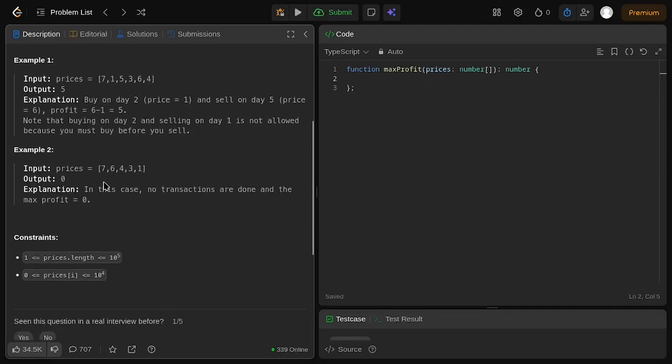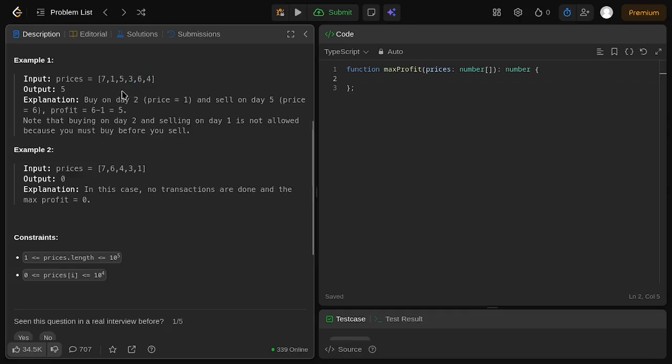For example one right here, we have the array of prices consisting of the elements 7, 1, 5, 3, 6, and 4. The output is 5 because we are comparing index 1 with index 4, which is 6 right here, and 6 subtracted by 1 equals 5. It is possible to pair 1 with 5, 1 with 3, and also 1 with 4, and 5 with 6, and then 3 with 6 or 3 with 4.